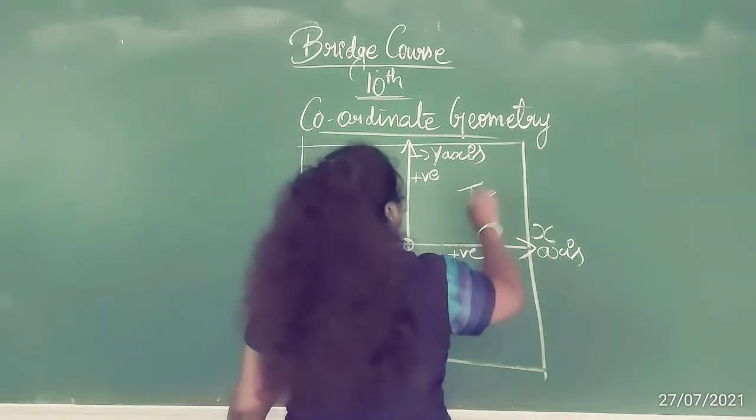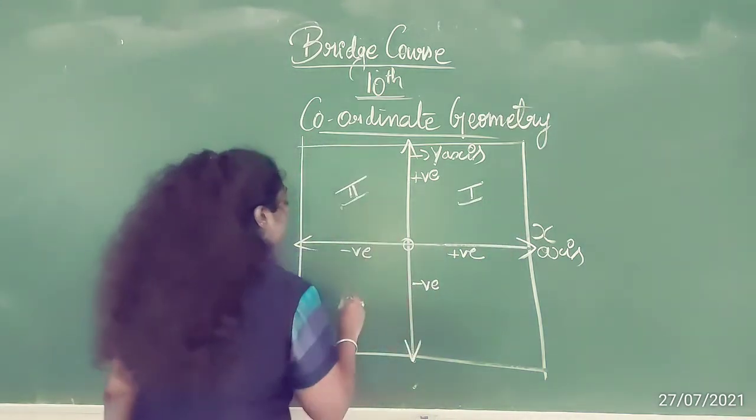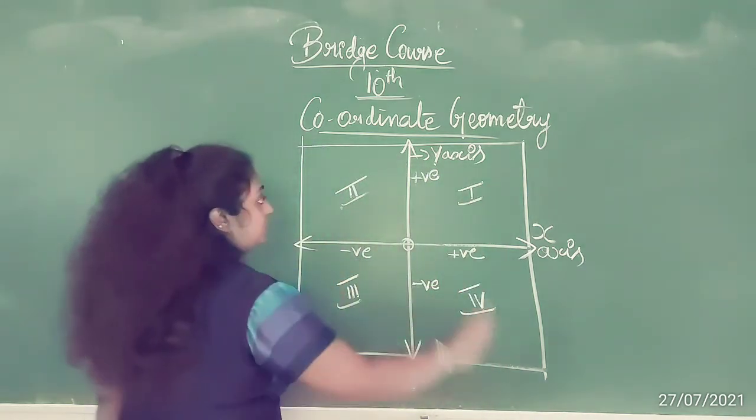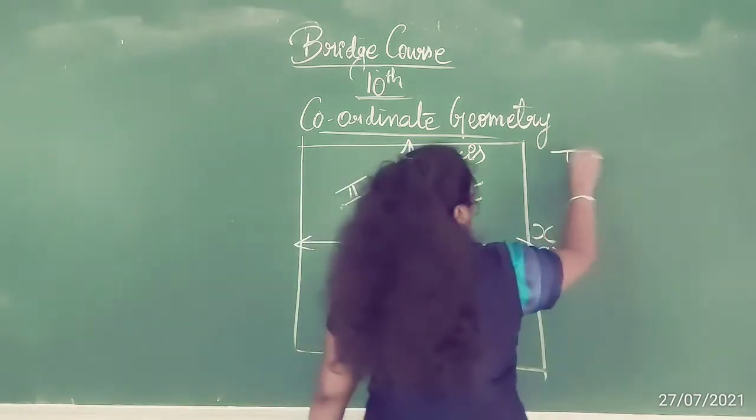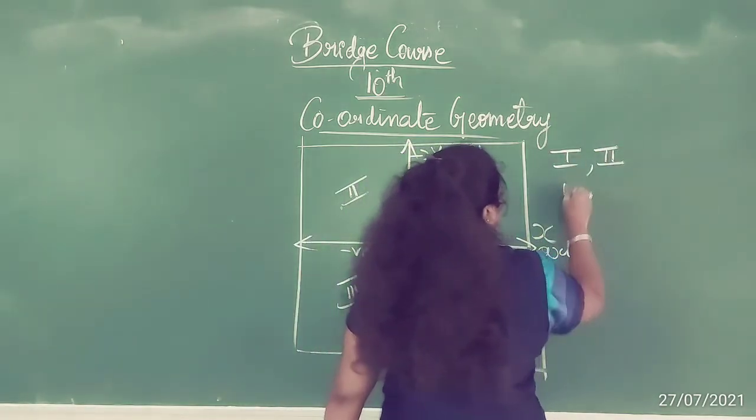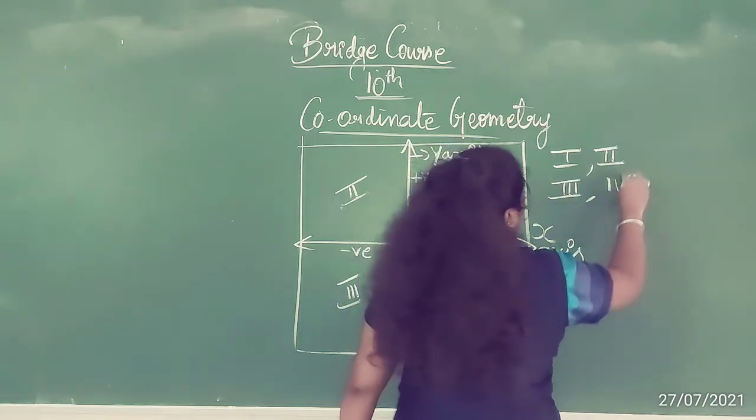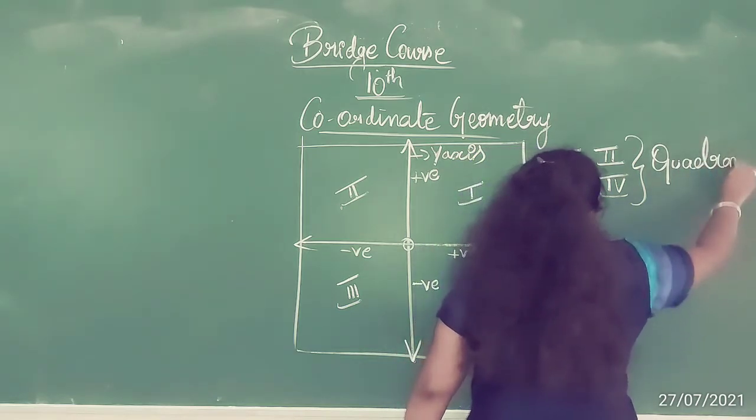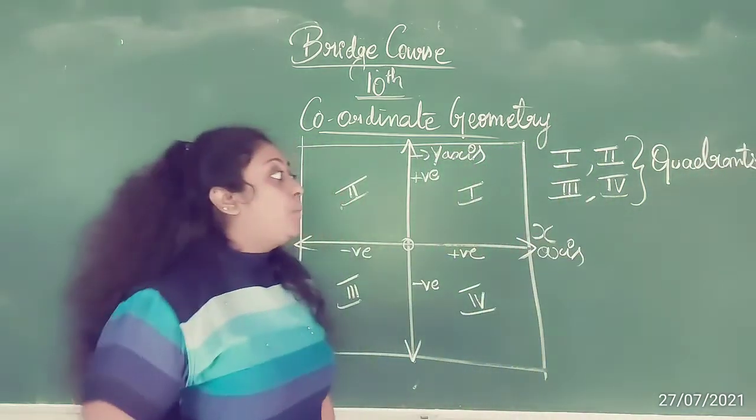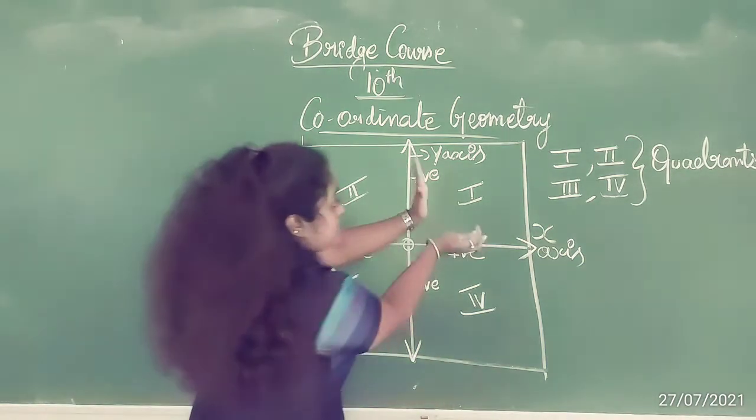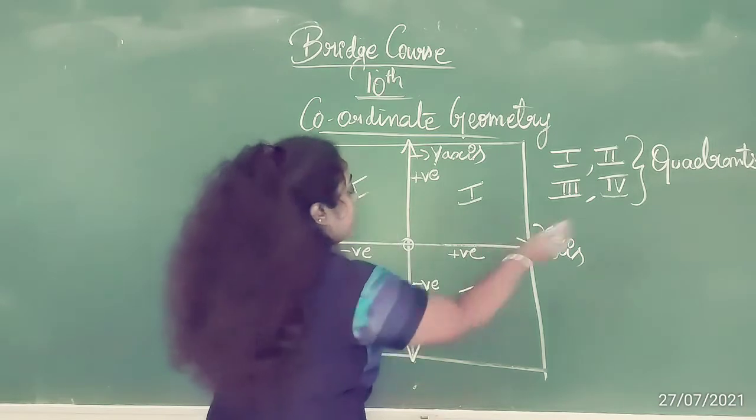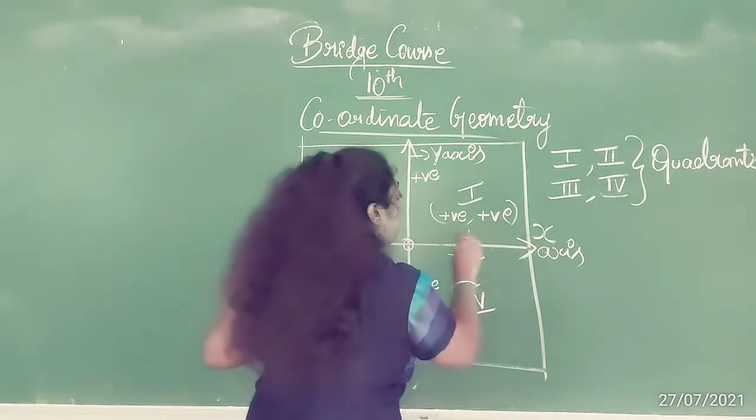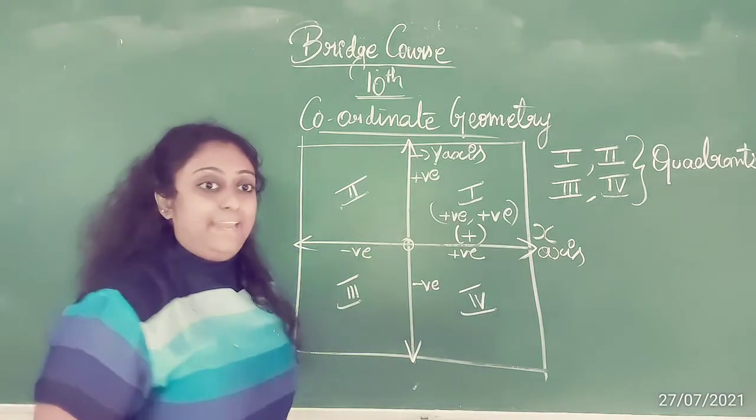This is your first quadrant, second, third and fourth. We call them quadrants. Now the first quadrant, where the standing and sleeping lines are both positive, is the plus, plus quadrant.